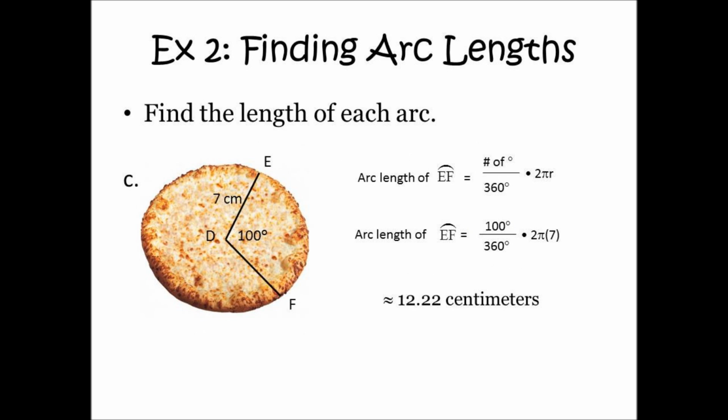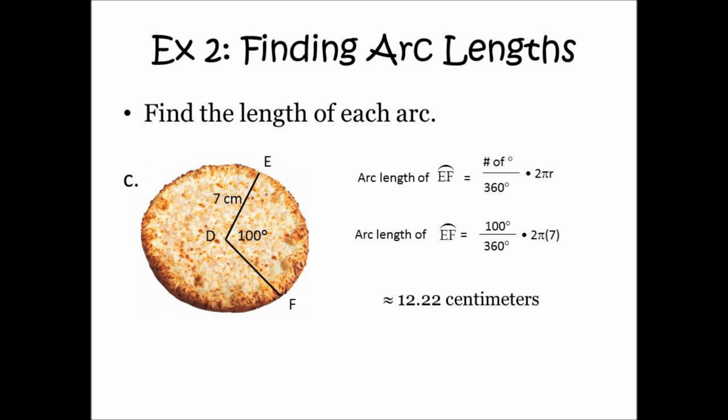Example 2, finding arc length. Find the length of each arc. The diagram of the pizza shows that the central angle is 100 degrees and the radius is 7 centimeters. The formula that you will be using is the arc length of EF is equal to the measure of EF over 360 degrees times 2 pi r. Since we know that the central angle is 100 degrees, the measure of EF will also be 100 degrees. So you'll plug in 100 degrees for the measure of EF, and then you'll plug in 7 for the radius.